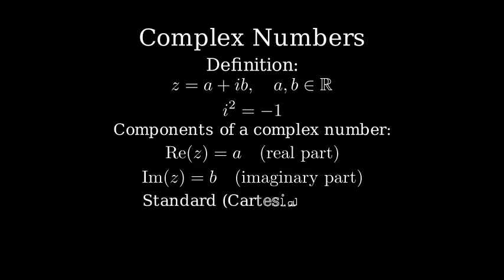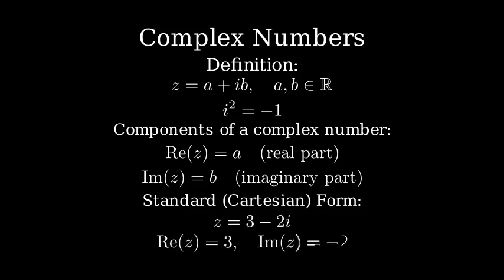Let's see an example of a complex number in standard form, also called Cartesian form. Consider z = 3 - 2i. In this case, the real part is 3 and the imaginary part is -2.